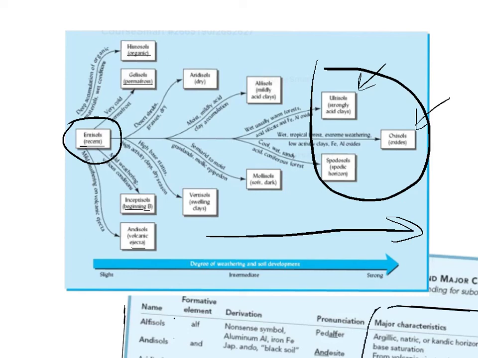Oxisols are the oldest or the most weathered of soils. They are typically found in tropical climates, so they have a huge amount of water that's moving through them and weathering them, and they typically tend to be not as fertile as what we would find as we move this way.